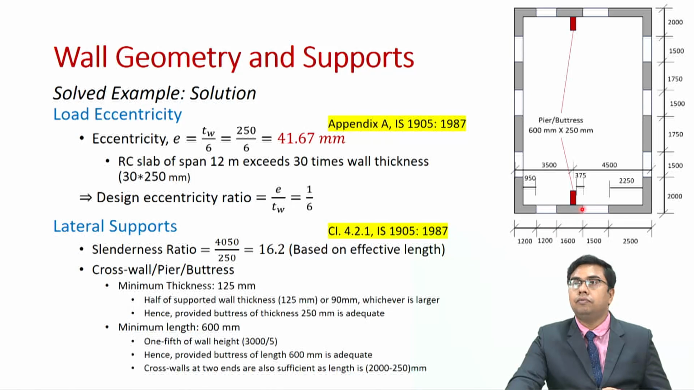Therefore we have provided the pier buttress which has thickness of 250 millimeters, it is sufficient. Now, what is the minimum length of the wall, cross wall or pier or buttress that you need to provide? It is equal to 1/5 of the wall height. So, our wall height is 3 meters. So, it shall be minimum 600 millimeters.